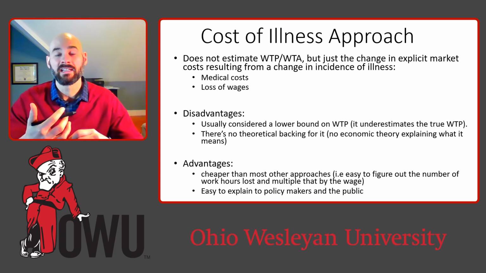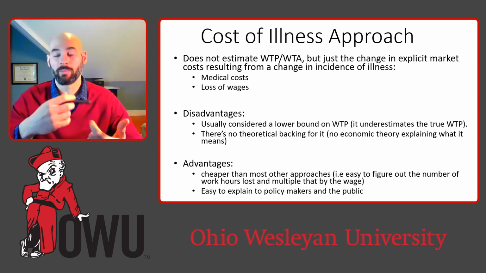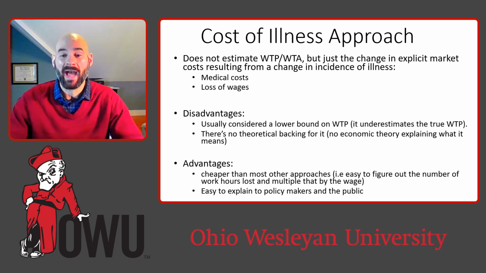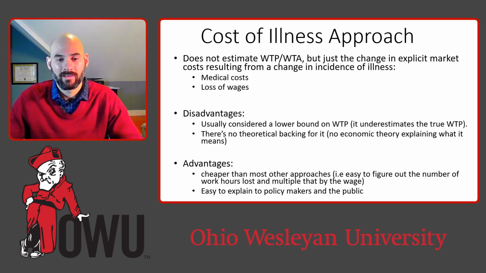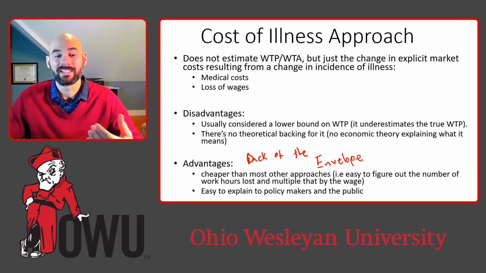Now, some of the advantages of this accounting approach, the cost of illness approach, are that it's cheaper than most other approaches, because it's easier to figure out the number of work hours lost and multiply that by a wage, what we call a back of the envelope calculation. And that's easy to explain to policymakers and to the public. So we have a trade-off there between ease of use and the accuracy of what we're calculating.